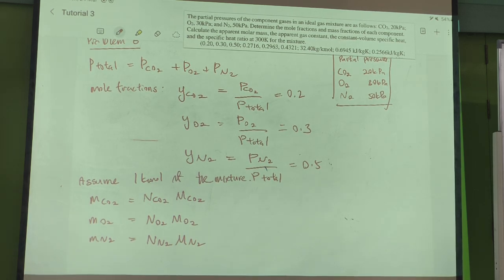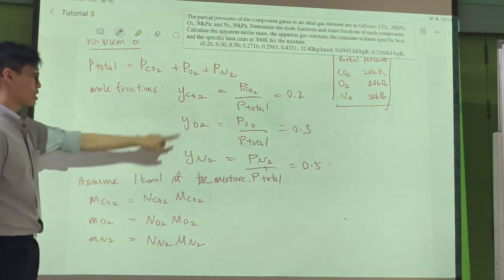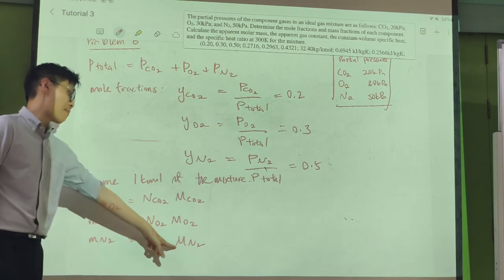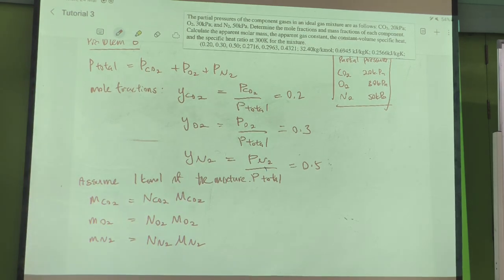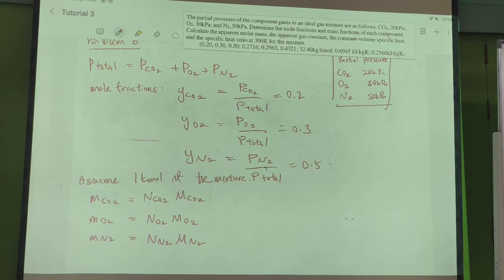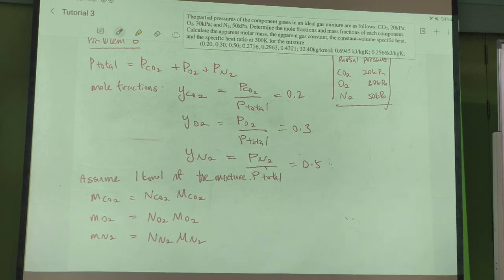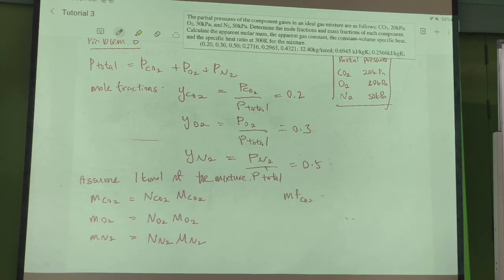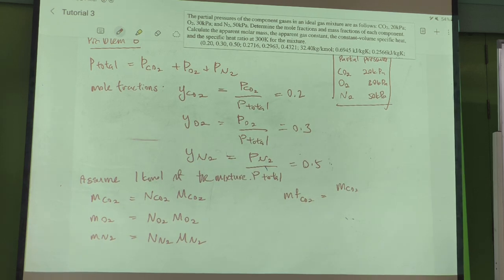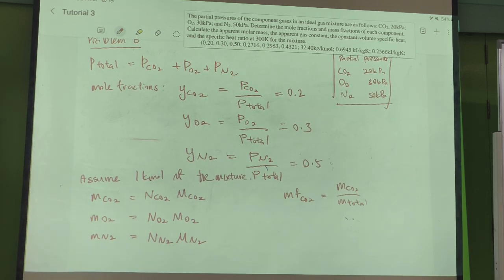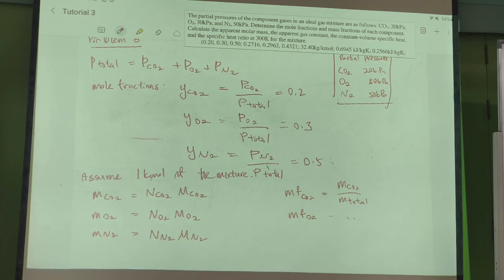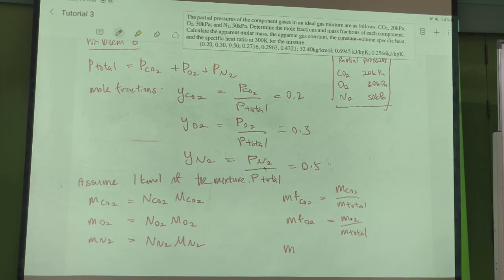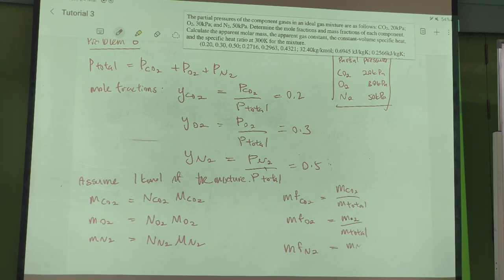So you use this mole that you assume, 0.2 kilomole, 0.3 kilomole, 0.5 kilomole, multiplied by their respective molar mass. From here, you can get their individual mass, and then same thing, repeat. Mass fraction of CO2 is just mass of CO2 over mass total. Then mass fraction of O2 is mass of O2 over mass total. And mass fraction of N2, same thing, mass of N2 over mass total.